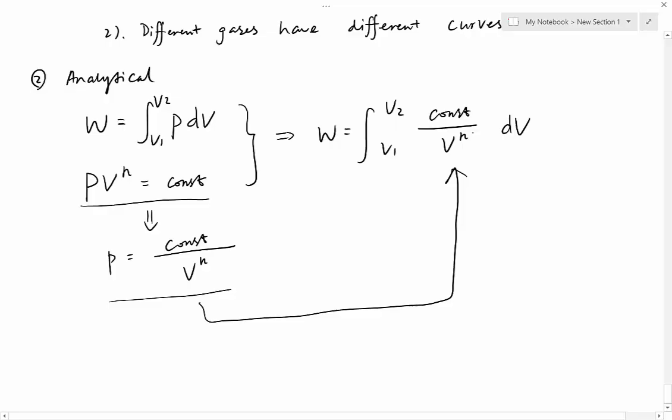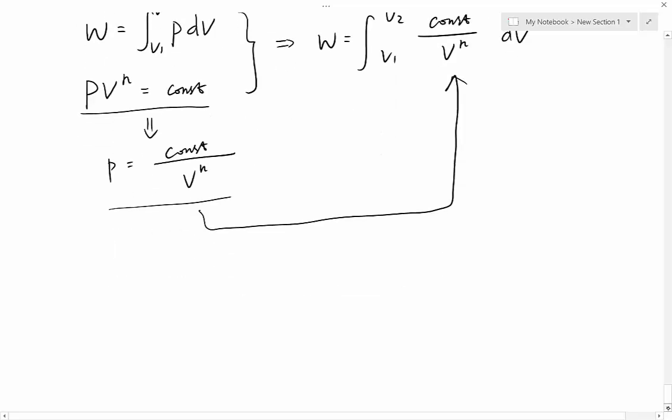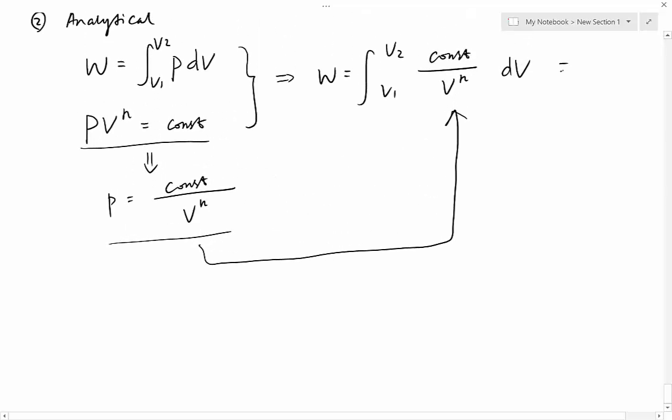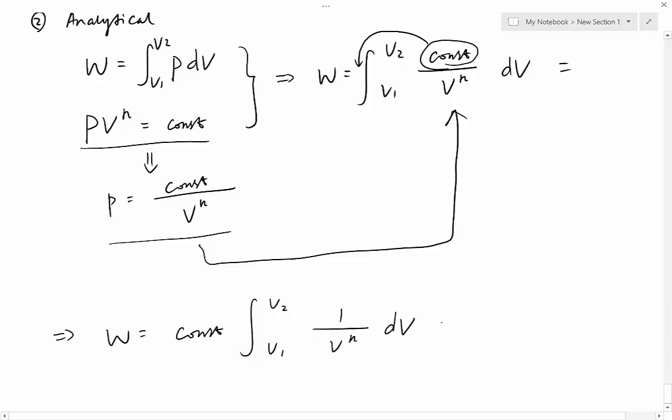Okay, so now let's continue. W is equal to, what can I do to this constant? If it is a constant, I can pull it out. If I pull it out, it's going to be constant times the integral from V1 to V2. And then what is left is 1 over V with the index of n times dV.